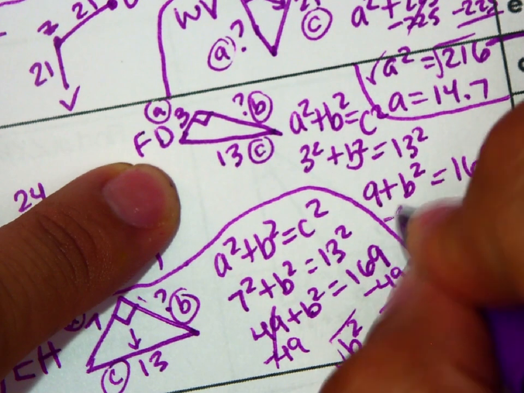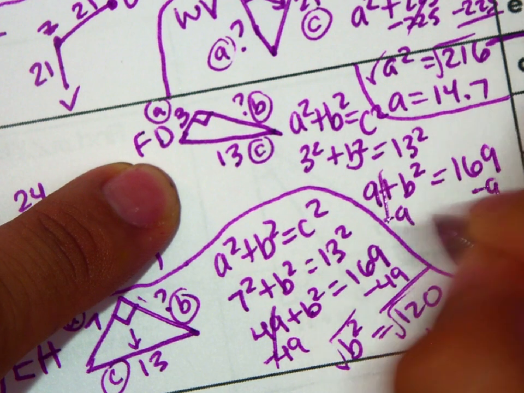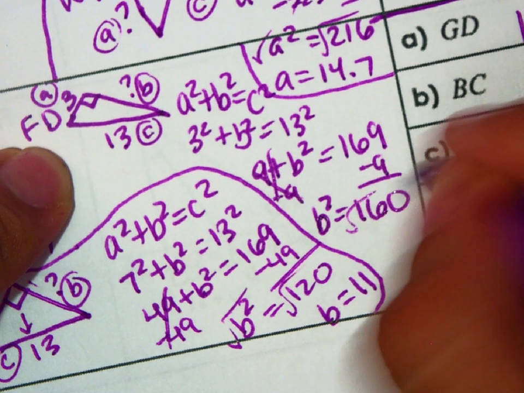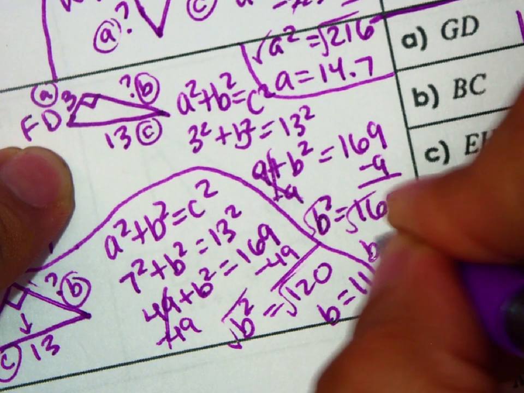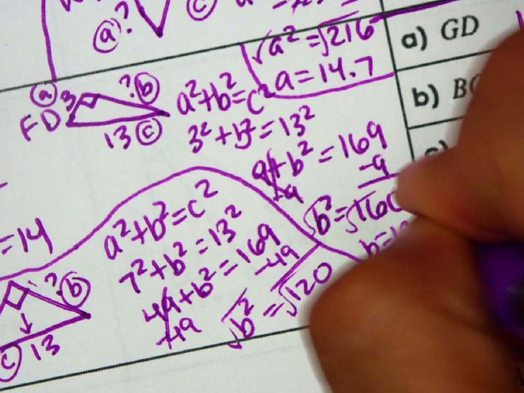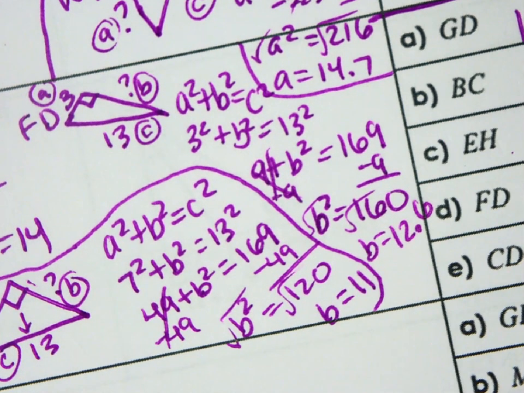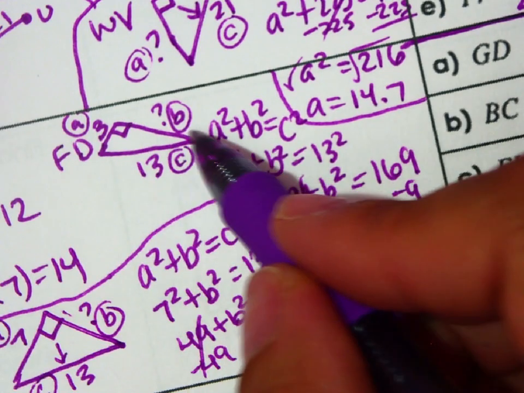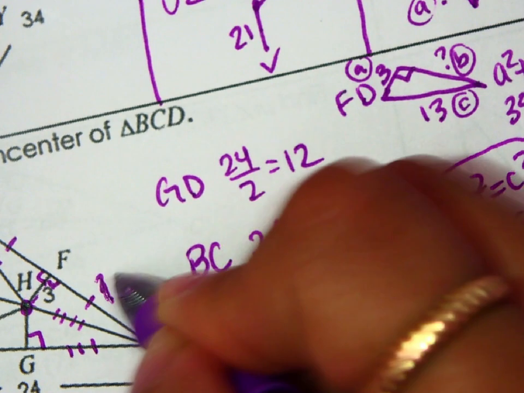Then we're going to subtract 9, and B squared equals 160. So when we take the square root of that, we get B equals 12.6 if you round it. So this side length is going to be 12.6. This right here, 12.6.